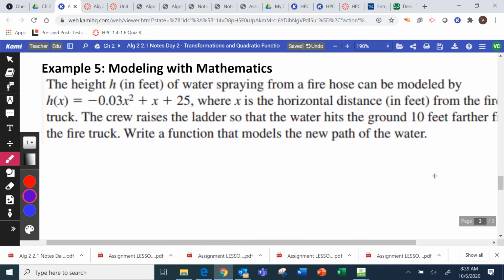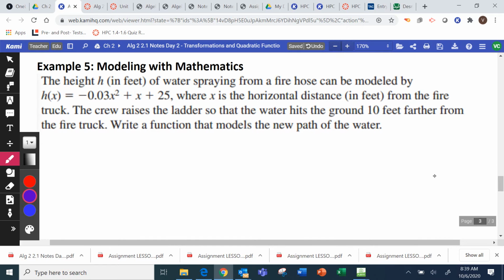All right, here is the same kind of question, but it's a real-life example, so we've got some reading to do. The height in feet of water spraying from a fire hose can be modeled by that equation. I don't know if you've ever seen water come out of a hose. There's my hose. There's my water.